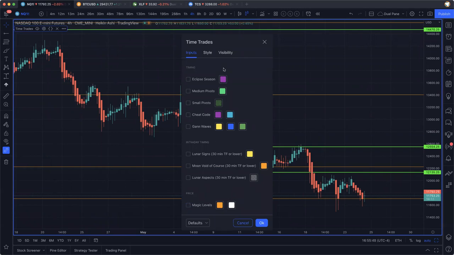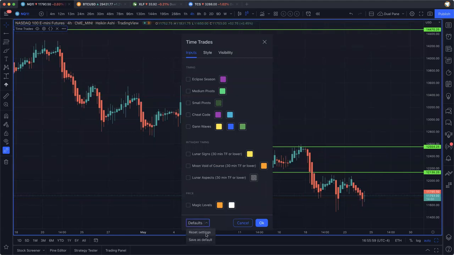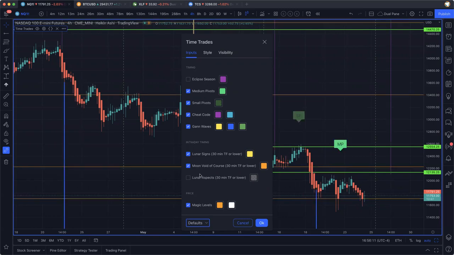Before I go, I just want to point out that all of the colors can be customized here. These are the default colors. You can reset back to the default colors and the default settings just by clicking reset. Most of the time, I just use the defaults for my use. Sometimes I'll look at Eclipse season, sometimes I'll look at Lunar Aspects. But on the whole, super useful script.